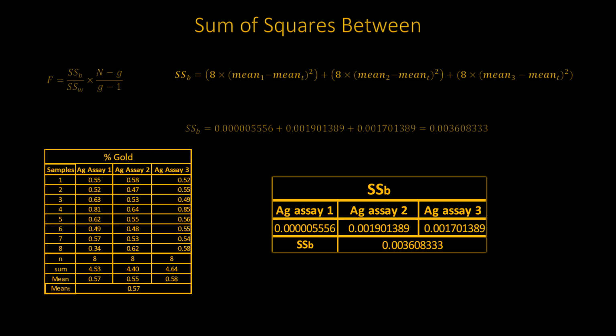Also take note that the calculations in the table on the left are rounded. The calculations for SSW and SSB use the more precise values. As the equation states, SSB is equal to the mean of the first set minus mean T squared, which is then multiplied by the number of samples in that first set, and so on. As calculated, the table shows an SSB of 0.003608333. So let's move on and put it all together.